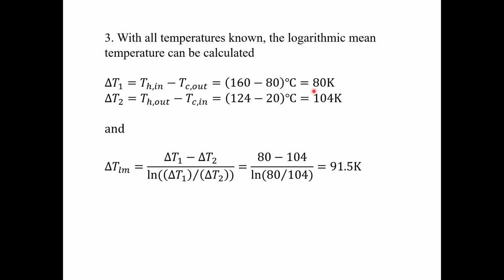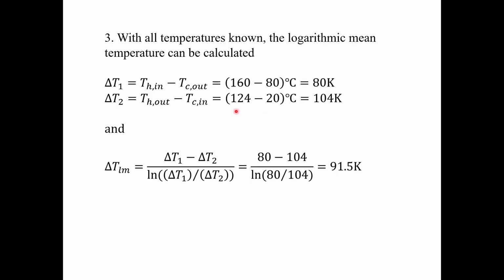Okay, and just to clarify why we have centigrade here and then we convert it into Kelvin: the temperature difference in Kelvin and centigrade should remain the same. Because if you add plus 273 here and plus 273 here, the delta T would be the same as 80 degrees centigrade or 80 Kelvin.